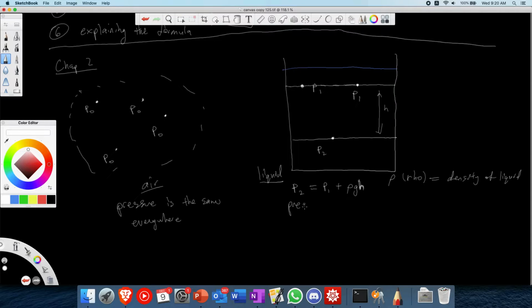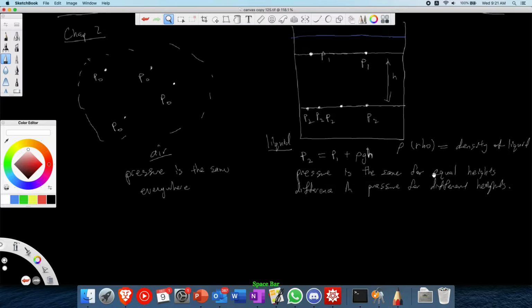Pressure is not the same everywhere, but pressure is the same for equal heights. If you are at the same height, then your pressure is the same. So P1, P1. This is P2, P2. Everywhere on the same level as this P2 is P2. Whereas there is a difference in pressure for different heights. So that is essentially all you need to know.